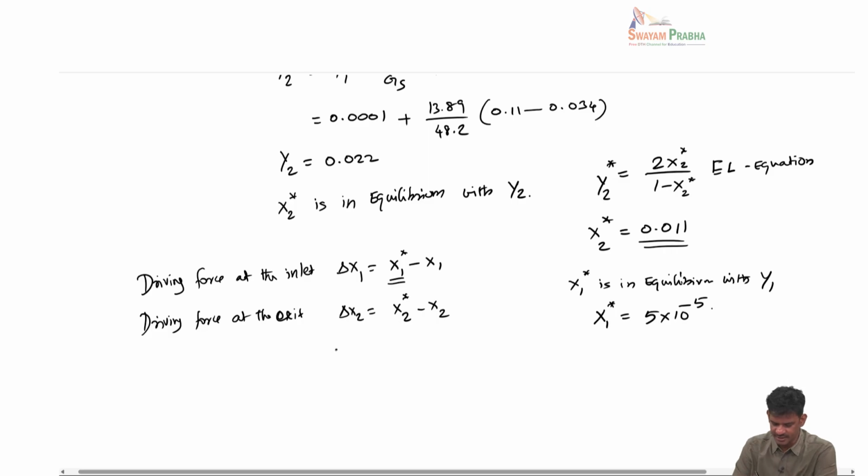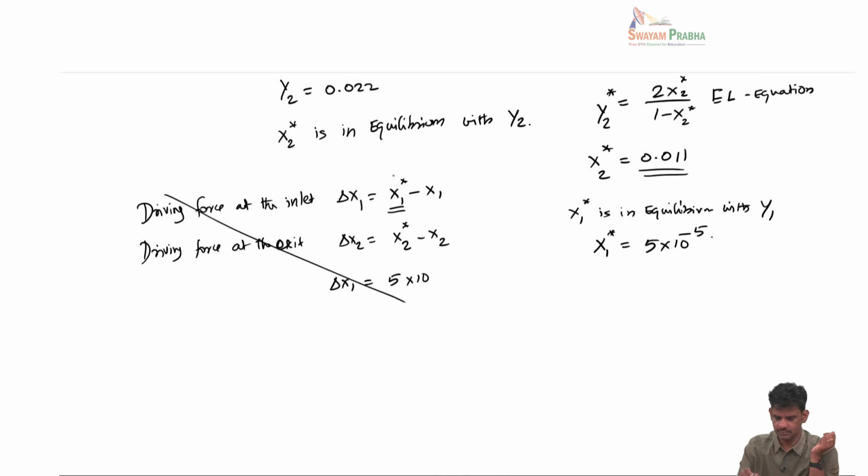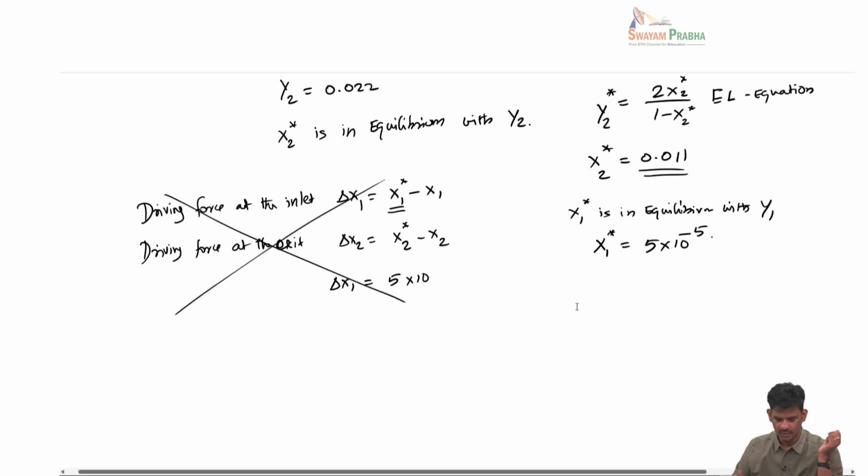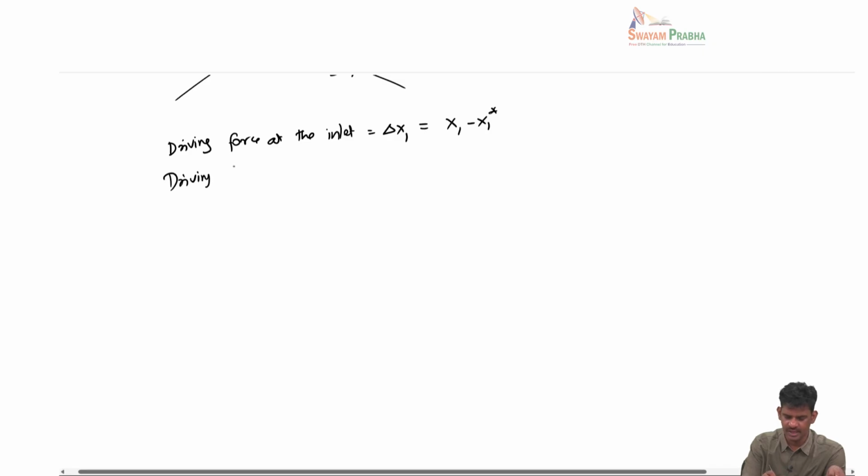So from here you can calculate delta x1, which is nothing but, so driving force at the inlet is delta x1, and that is x1 minus x1 star, and similarly the driving force at the outlet is delta x2, which is x2 minus x2 star.